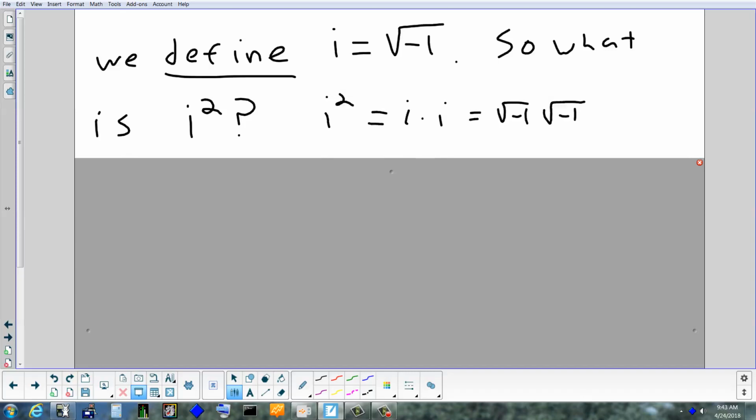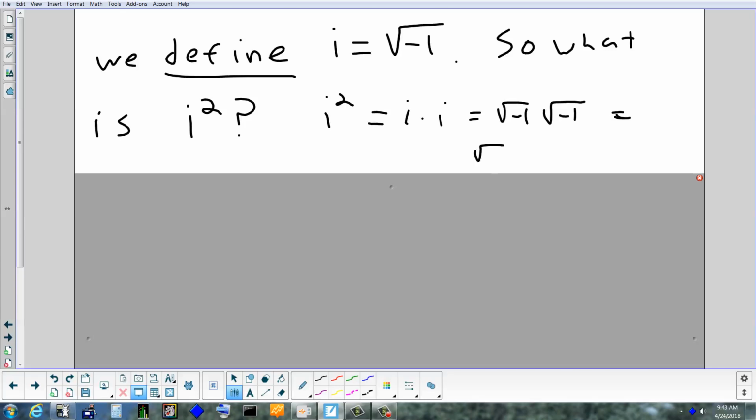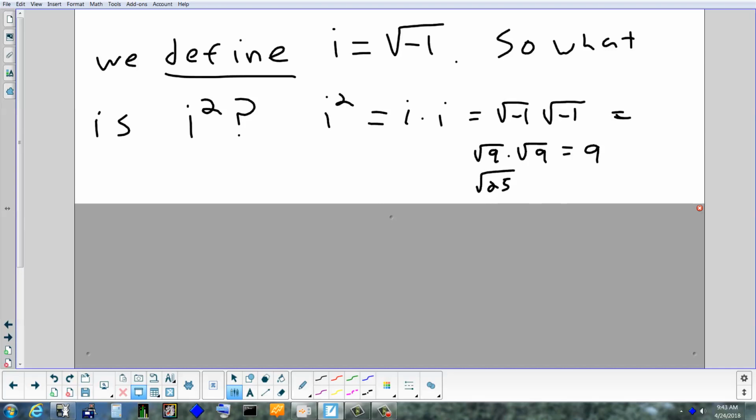What would you get if you multiplied those two things together? The square root of -1 times the square root of -1. Yep. Square root of 1. No, 1. Let's try it with something a little easier. The square root of 9 times the square root of 9. What do you get there? 9. Okay. If you did the square root of 25 times the square root of 25, what do you get? 25. The answer that you get is whatever is sitting right there, or right there.